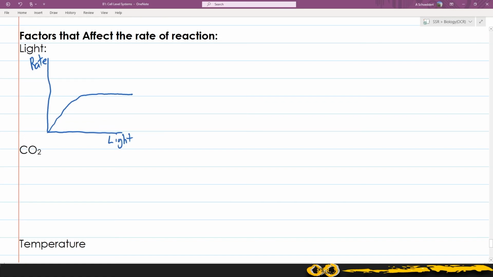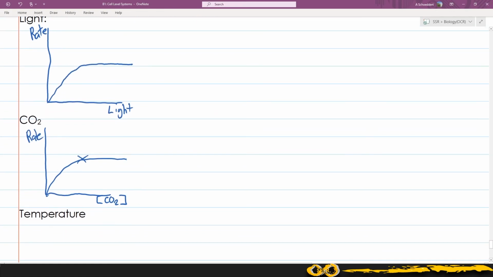In terms of carbon dioxide, this is a substrate for photosynthesis, and so the graph that's produced in this case is the characteristic substrate graph. So as you increase the concentration of carbon dioxide, the reaction will increase. There we go, that's a better line. And that will reach a saturation point as shown by the X on the line.